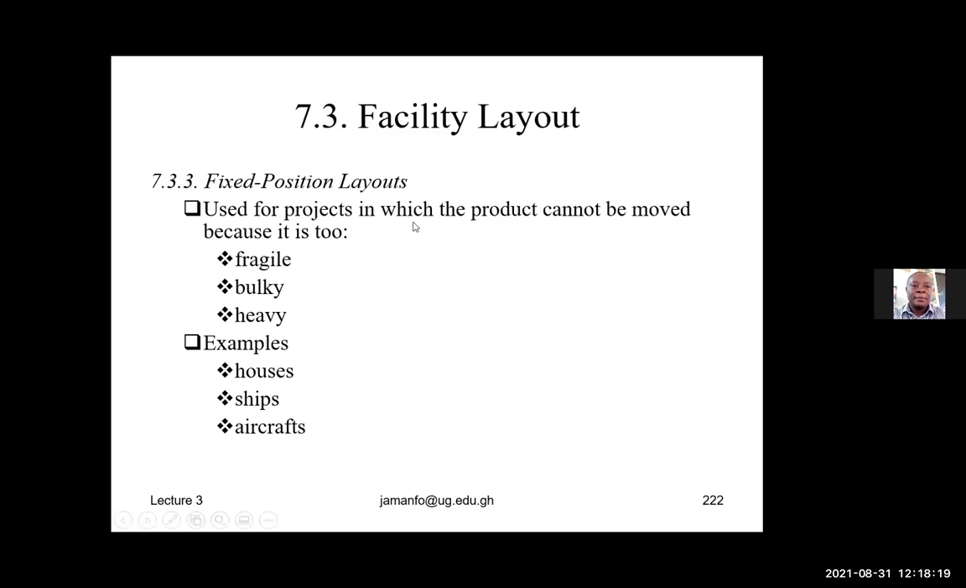Then the fixed position layout. Here the item is placed in a fixed position because it is so heavy. The item may be bulky, it may also be fragile, because if you move it around, the product may get damaged. So we place the item in one location, and the resources that attend to the item, this may be equipment and people, do the traveling.